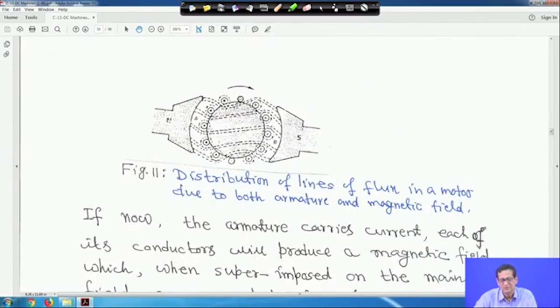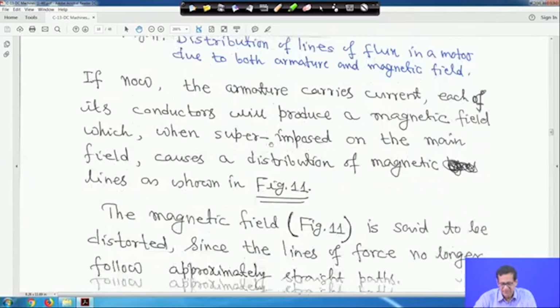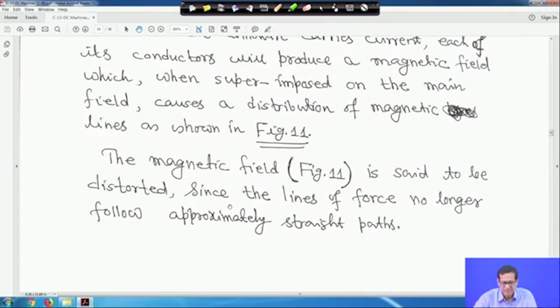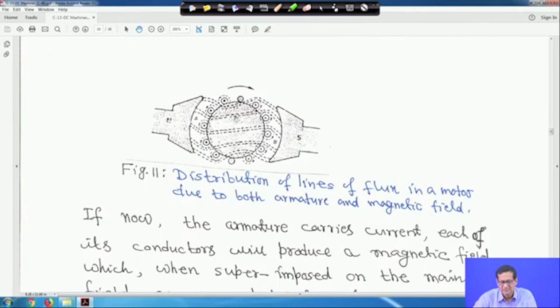So, this is the thing I told you, the basic philosophy is like this. The magnetic field in figure 11 is said to be distorted since the lines of force no longer follow an approximately straight path, because it is not following any straight line path.